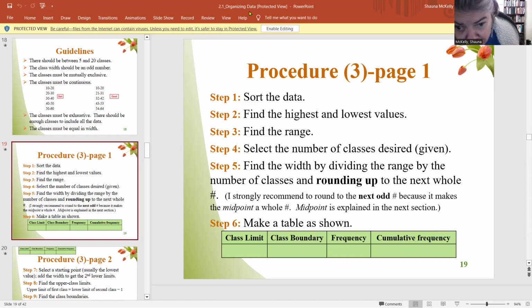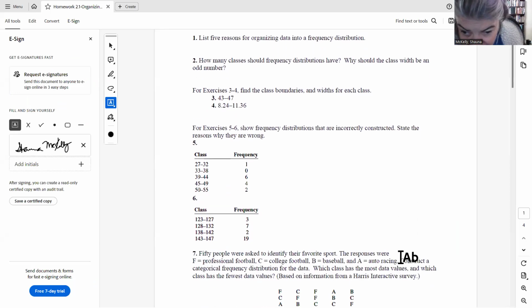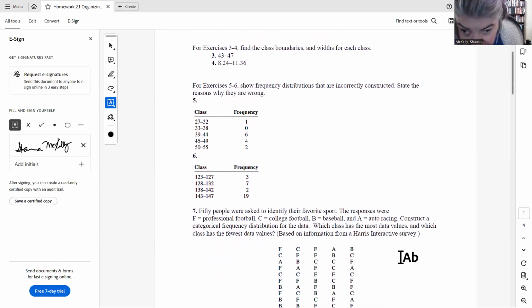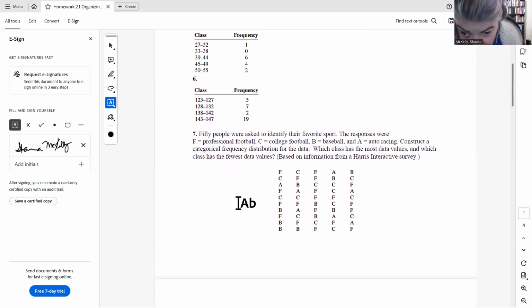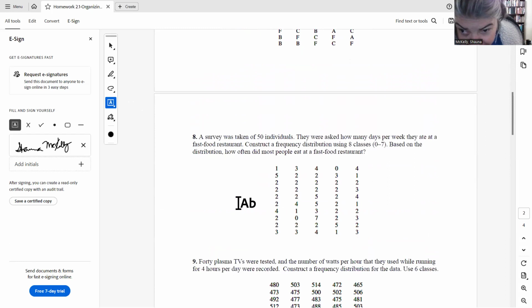There are instructions for the other types of distributions given, as you saw briefly when I was going through the slides. Numbers 5 and 6 talk about those guidelines that we talked about. Number 7, this is a categorical distribution. Okay, so you're going to follow the categorical instructions for a categorical frequency distribution. Number 8.